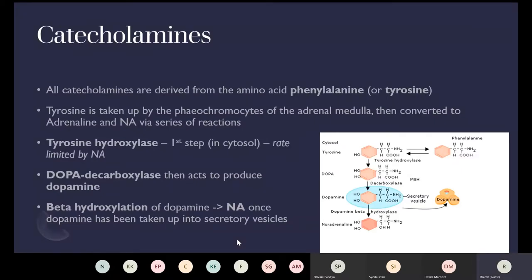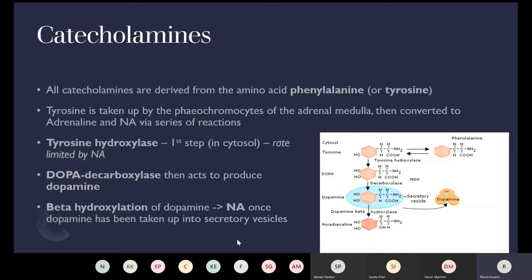So what are catecholamines? Catecholamines are all derived from the amino acid tyrosine or phenylalanine. Tyrosine is taken up by the chromaffin cells or the phaeochromocytes of the medulla, and the end product is adrenaline. You'll see it on the next slide, but it's converted to adrenaline and noradrenaline via this series of reactions. And this comes up in some questions as well.